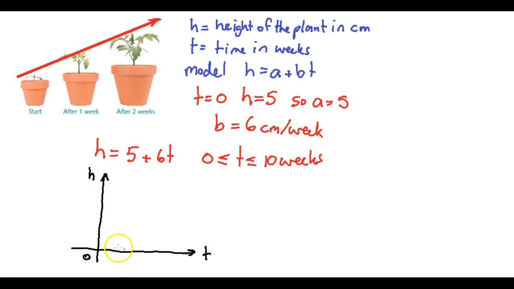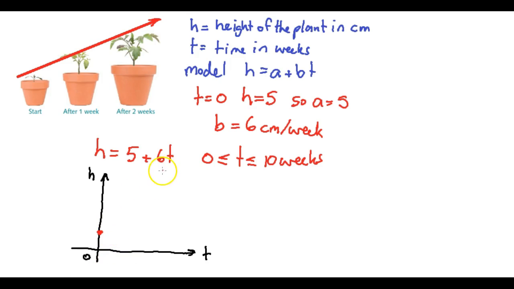Alright, so I've got the axes here, labelled H and T. We'll put some more labels on them in a minute. Now the y-intercept, the h-intercept, is 5, so we're going to start with our first point there. That occurs at time equals 0.